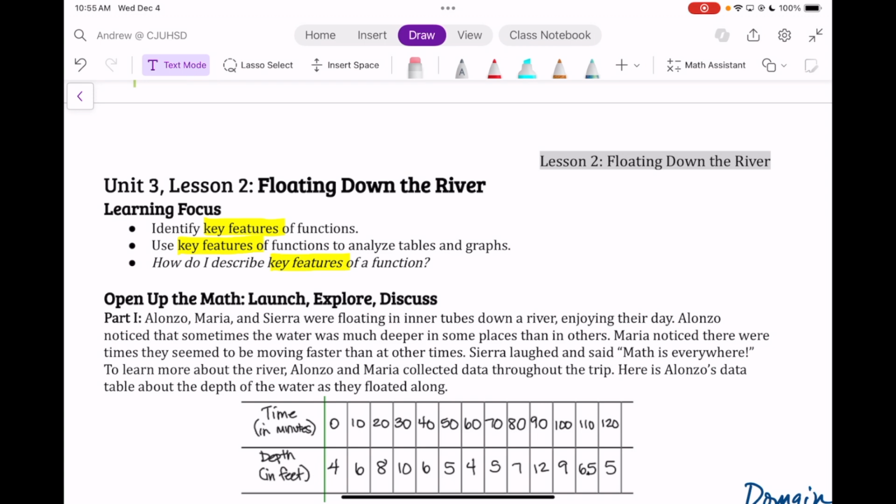Lesson 2, Floating Down the River. In our last lesson, we learned that there are 8 key features of functions that we're going to track. So please review that if you forgot what they are.